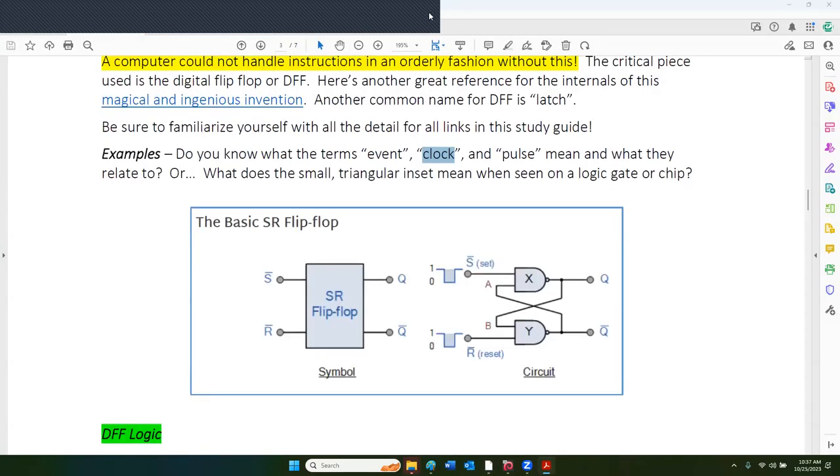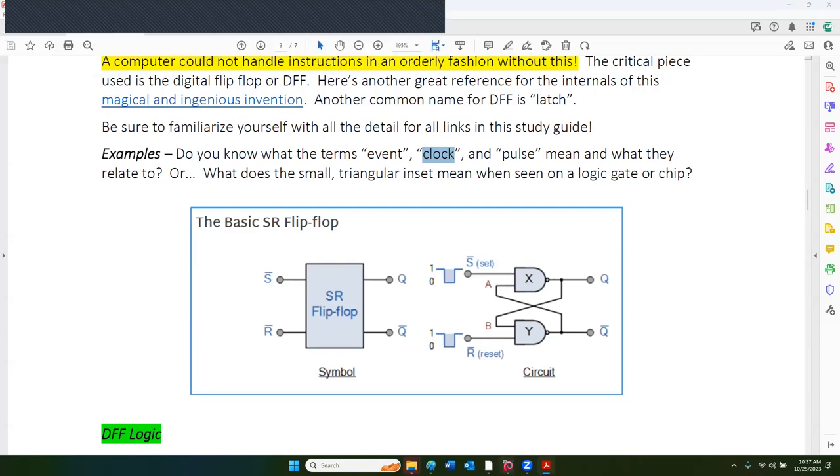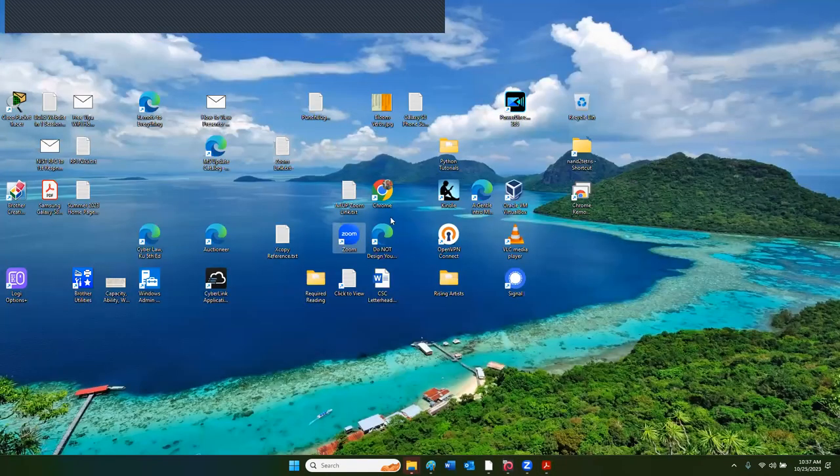Yeah, I know about it. CMOS battery. Yeah, it looks like a watch battery.